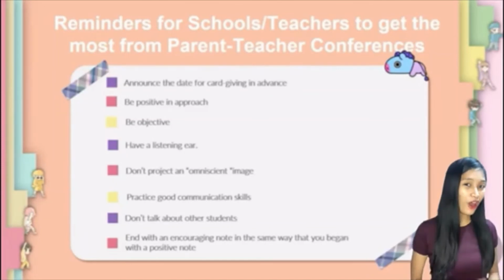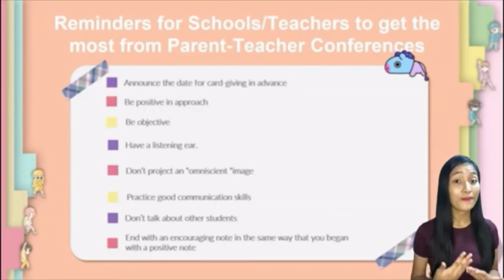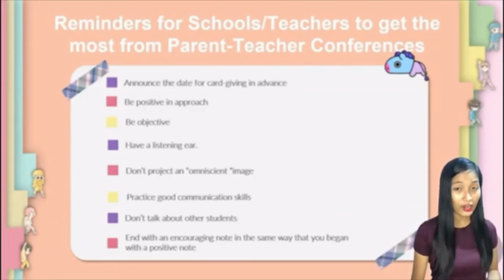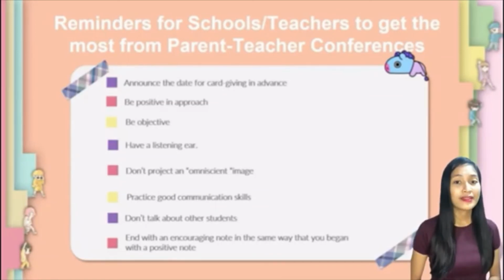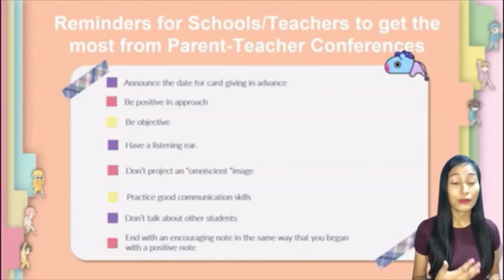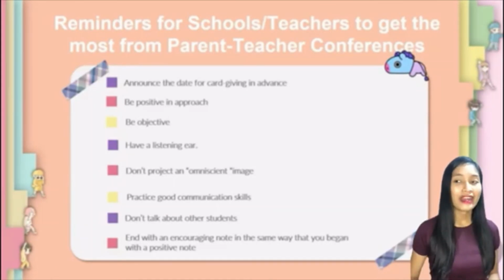Next is the most important part, which is to be positive in approach. You must start the conference with something positive and maintain a positive atmosphere. There is always something good in every student. Even if a student has performed poorly, try to at least find some areas in which the student has performed well. Next thing to remember is to be objective, which means you should be positive and be truthful and honest to the report. You must give an accurate picture of the student's performance in order not to give false hopes to the parents. And most especially, you must have a listening ear.